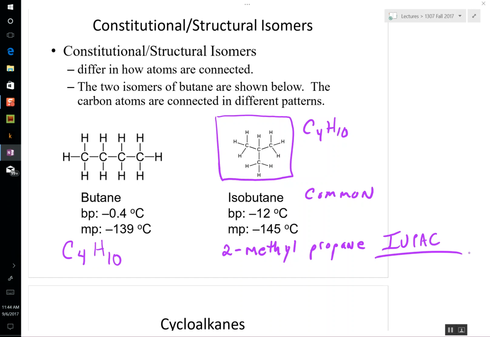All right, let's go on from there and look at cycloalkanes. Here is hexane. 1, 2, 3, 4, 5, 6 carbons long. Hexane. Just standard old hexane that you've been learning about so far.